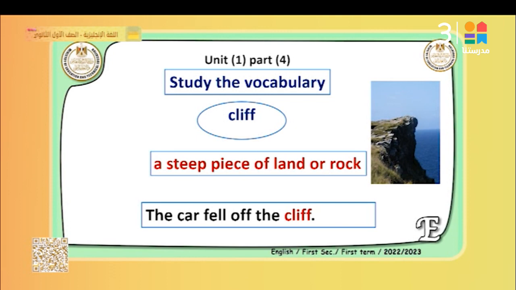What about the word cliff? As you see in the picture, cliff means a steep piece of land or rock. A rock which is very steep. Look at the example. The car fell off the cliff.